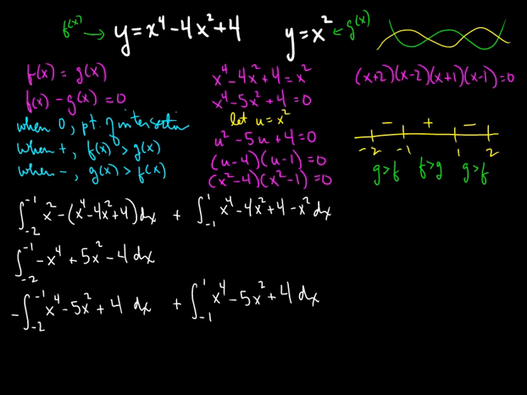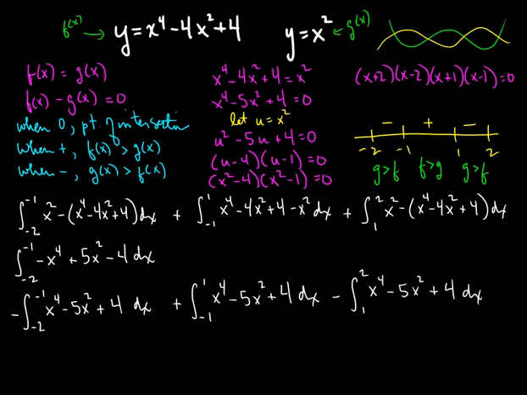In the third integral, which will be like the first, since it's g of x minus f of x, the only difference will be that I have limits of integration going from 1 to 2. And once again, simplifying and bringing out the negative sign, I will end up with negative integral from 1 to 2 of x to the fourth minus 5x squared plus 4 dx.